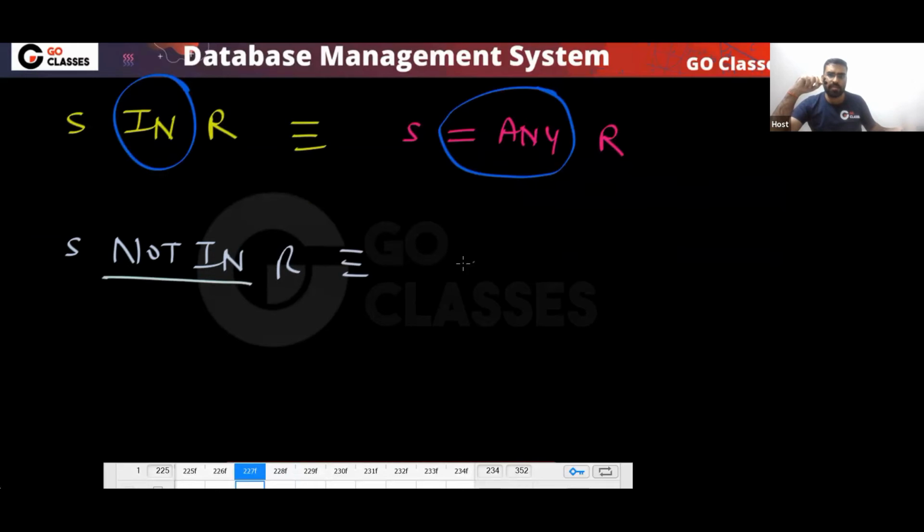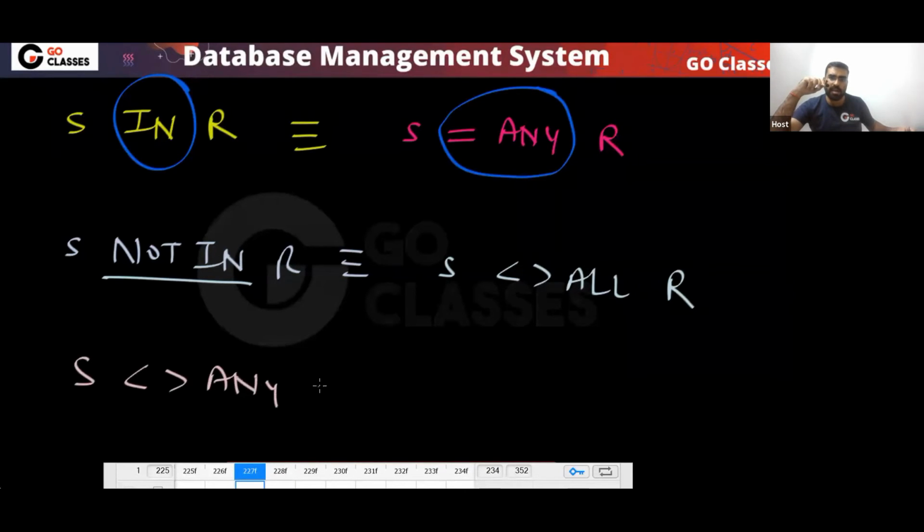Not in means S is not equal to all R. Okay, can I say what it will be if I say S is not equal to any R? Remember, any means some. So if I say S is not equal to any R, then what does it mean?